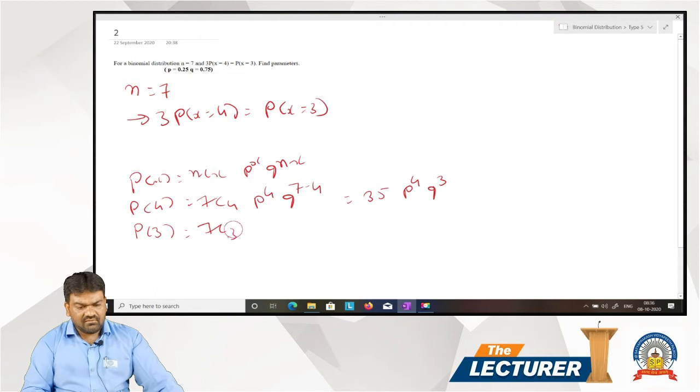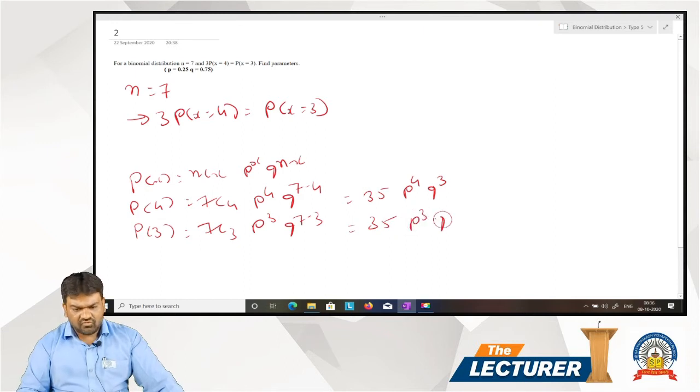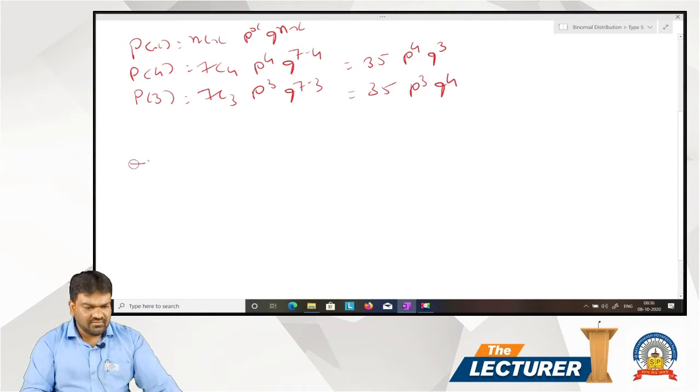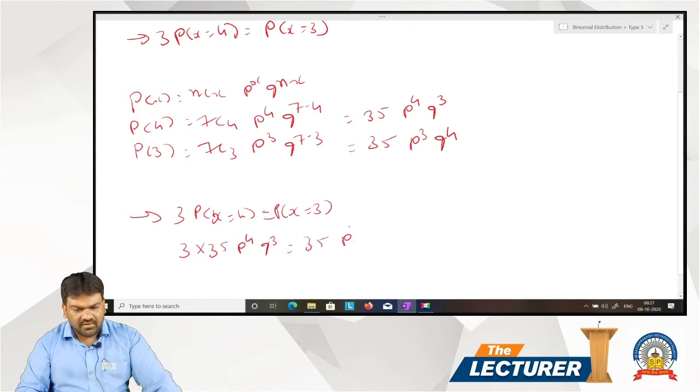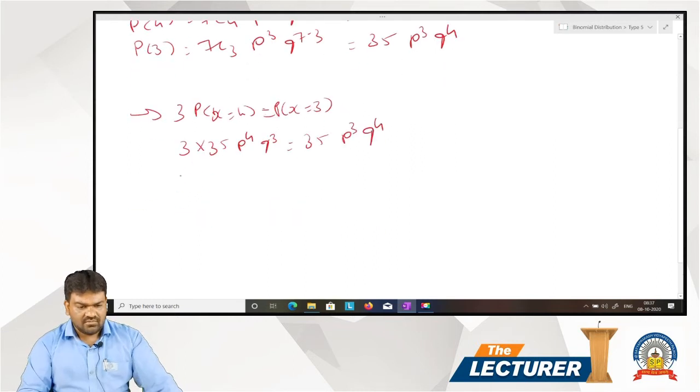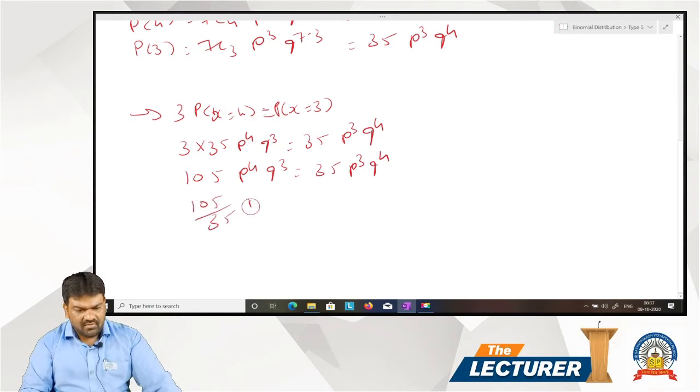P of 3 is 7C3, P raised to 3, Q raised to 7 minus 3. 7C3 is also 35, P raised to 3, Q raised to 4. Now put the value in the relation. 3 P of x is equal to 4 is equal to P of x is equal to 3. 3 multiplied by 35, P raised to 4, Q raised to 3, is equal to 35, P raised to 3, Q raised to 4. 105, P raised to 4, Q raised to 3 is equal to 35, P raised to 3, Q raised to 4. 105 divided by 35, P raised to 4 goes to the other side so it will divide by P raised to 3. Q raised to 4 goes to the other side, so it will divide by Q raised to 3.